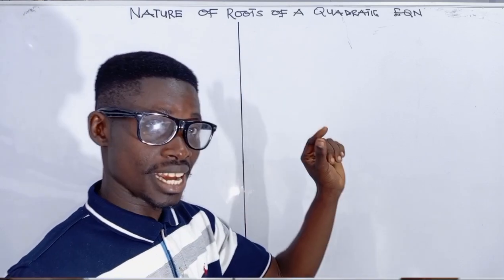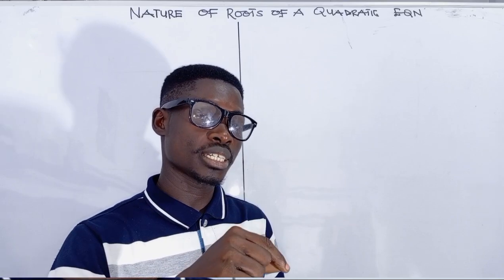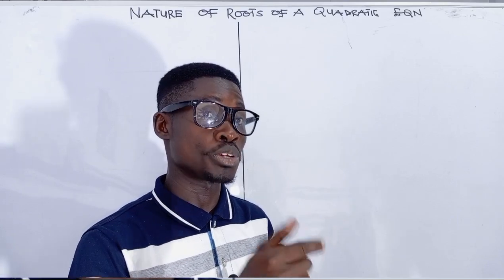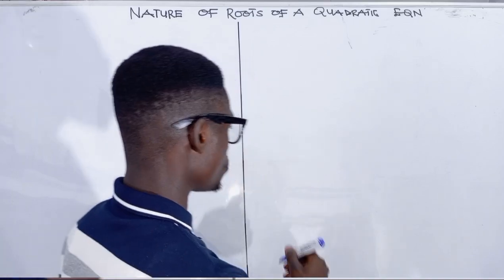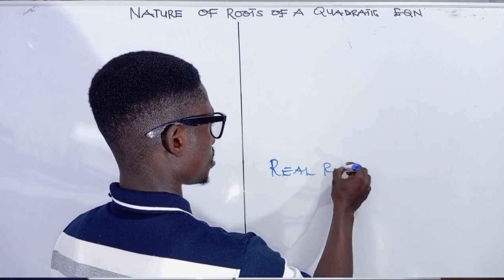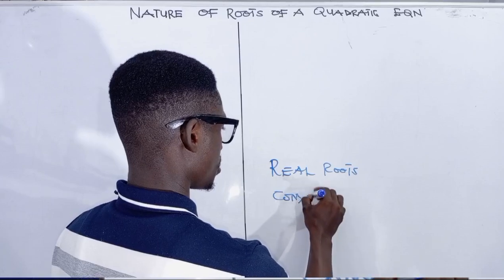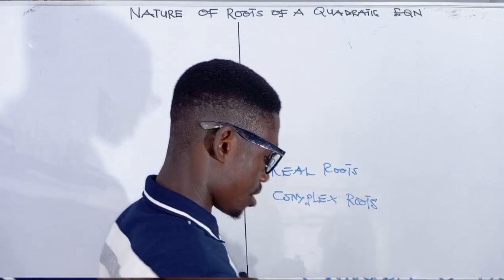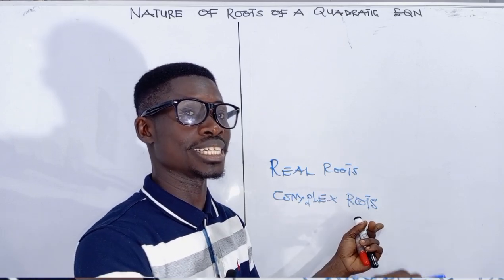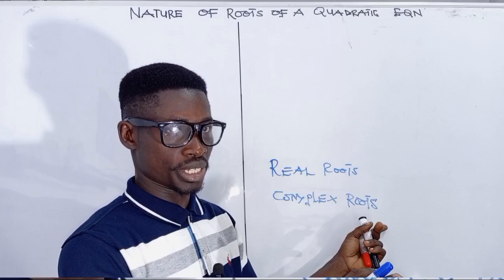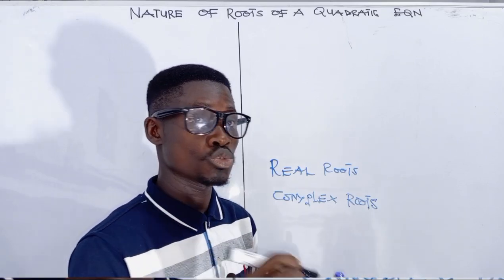When we talk about the nature of roots of a quadratic equation, we are referring to the type of solution that the quadratic equation is going to have when you solve it. Is the solution or the roots going to be a real root or a complex root? When we talk about the roots, we are referring to the answers or the solutions that we obtain whenever we solve a quadratic equation. Now we know that whenever we solve a quadratic equation, we obtain two roots.